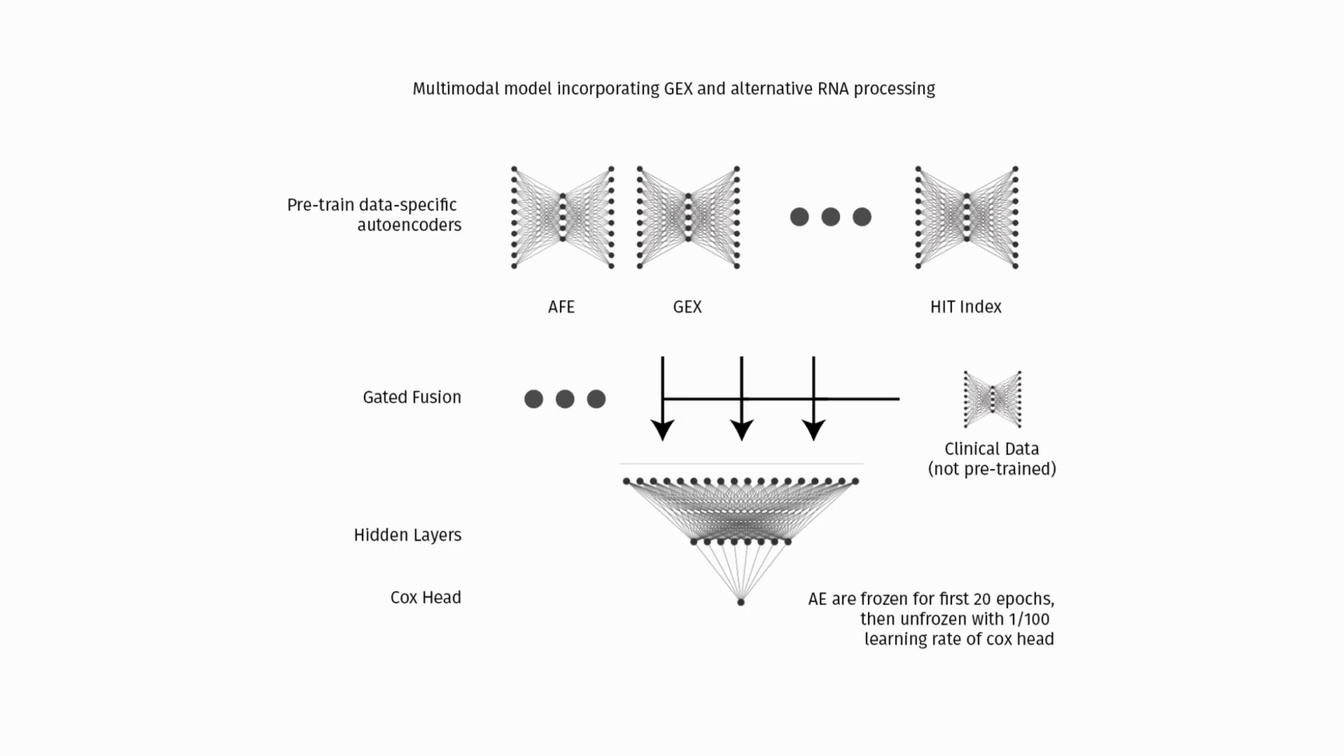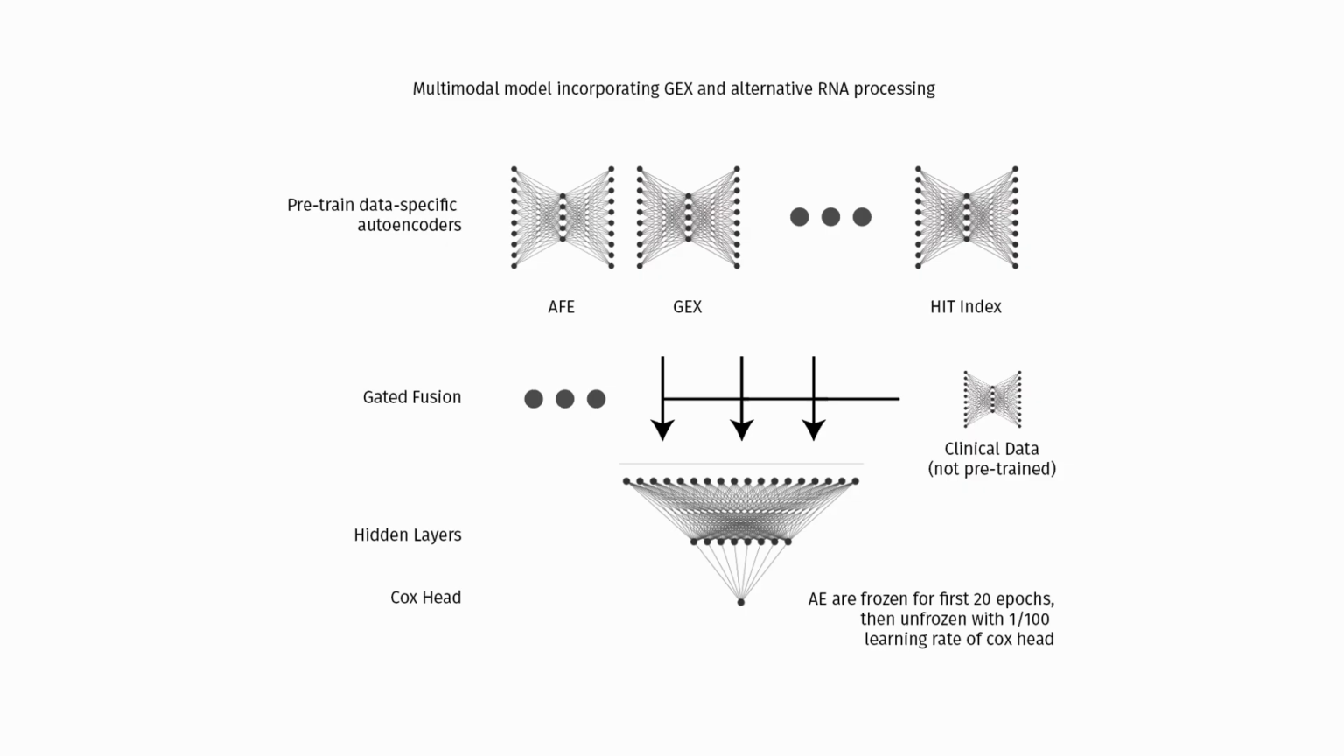So, given that we've built all these individual information models, we wanted to build multimodal models for each of the cancer types. Here we combine all of the different alternative RNA processing events and gene expression to build in one model. To do this, we developed autoencoders to extract out latent representations of each of the different information paths to feed into an MLP with a Cox head.